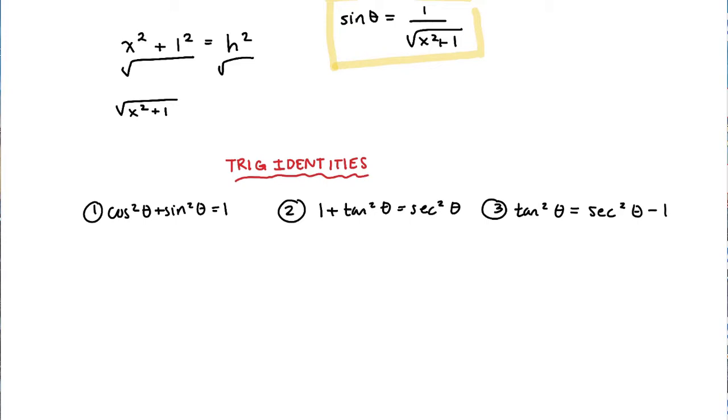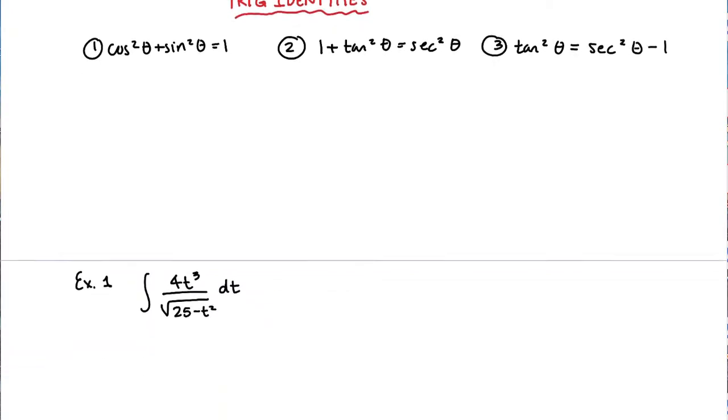Before we jump into our first example, let's go ahead and remind ourselves of the Pythagorean identities. We went over this in a previous video, but just in case you're coming here first for some reason, these are the Pythagorean identities. Cosine squared plus sine squared is equal to 1. 1 plus tangent squared is equal to secant squared, and that leads to the same identity, just kind of rewritten. Tangent squared equals secant squared minus 1. Those are going to be the trig identities that we use quite a bit.